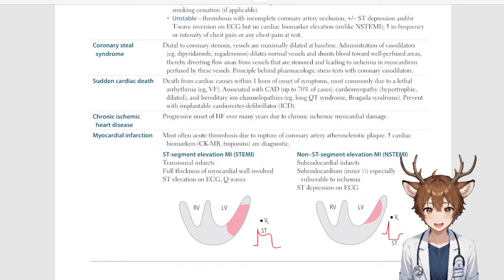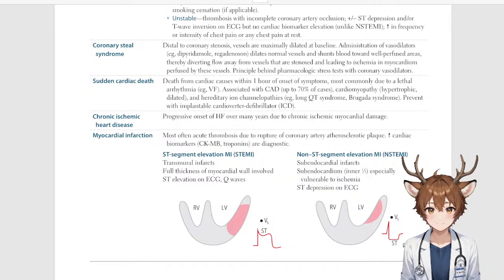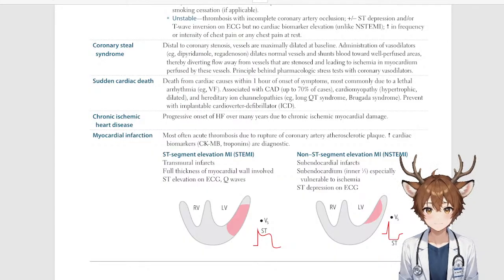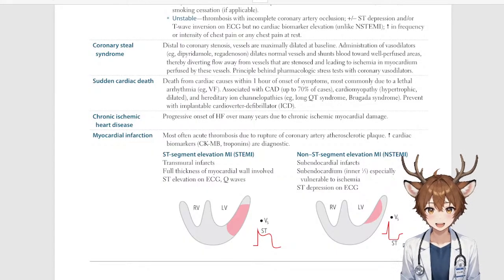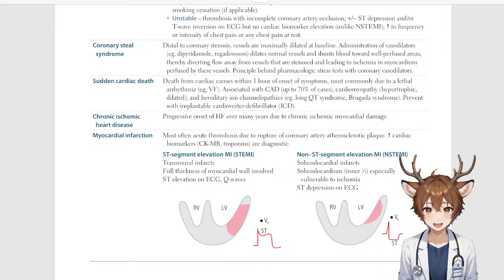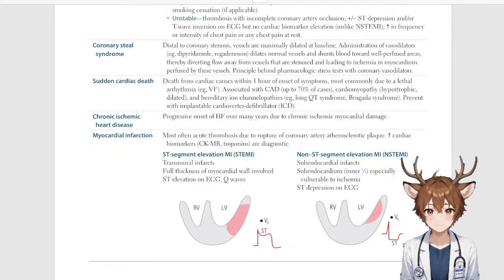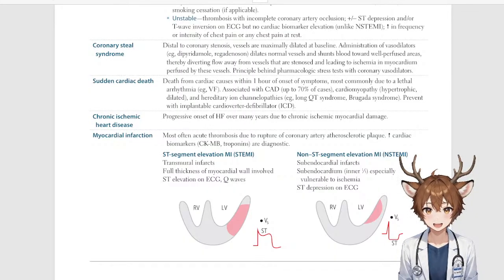And so the important thing is what distinguishes stable and unstable angina from the NSTEMI. Well, mainly it's the fact that troponins are now elevated. The actual presentation of ST depression, T-wave inversion, that's basically similar, right? If there is an EKG change for angina, it will be basically similar to an NSTEMI.